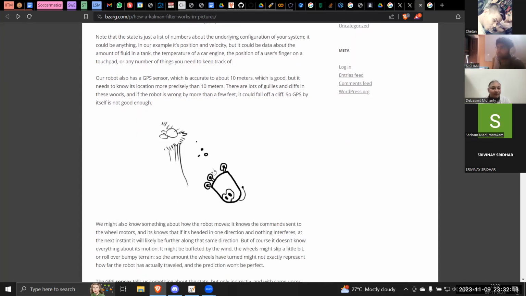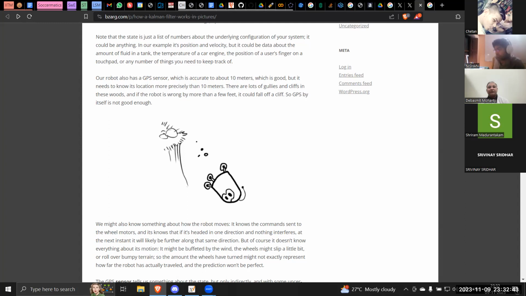Yes. Okay. Our robot also has a GPS sensor, which is accurate to about 10 meters, which is good, but it needs to know its location more precisely than 10 meters. There are lots of gullies and cliffs in these woods, and if the robot is wrong by more than a few feet, it could fall off a cliff. So GPS by itself is not good enough.